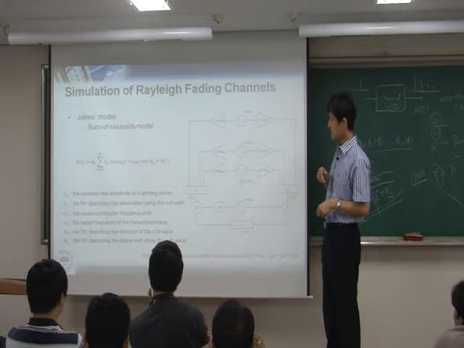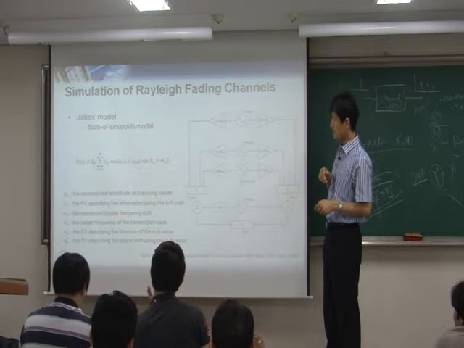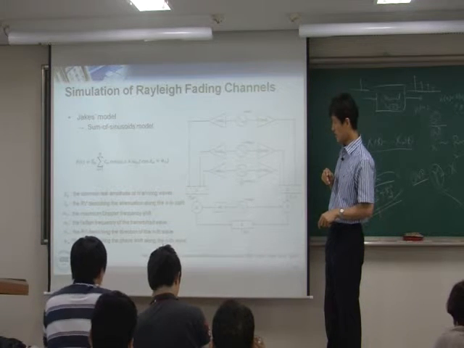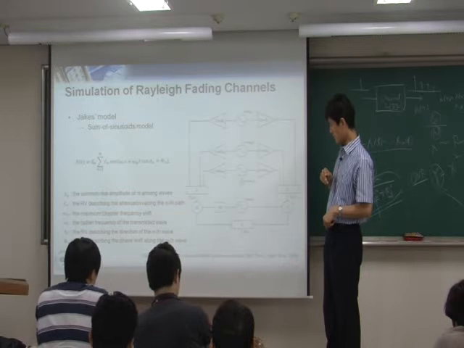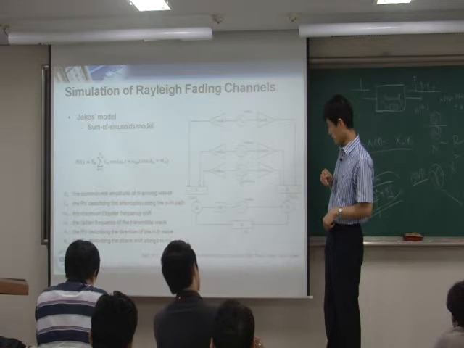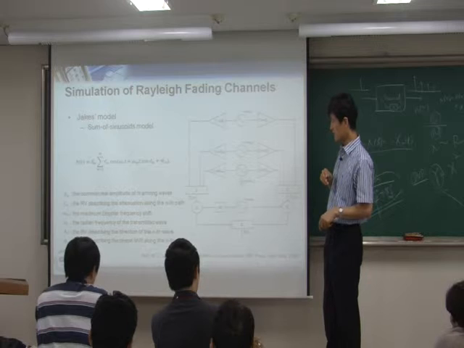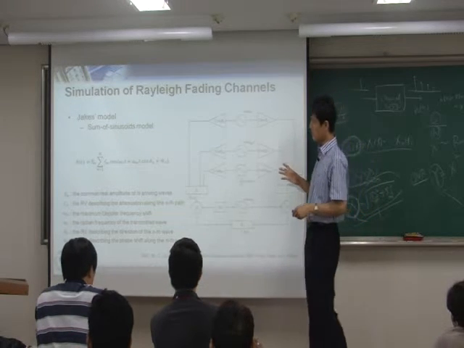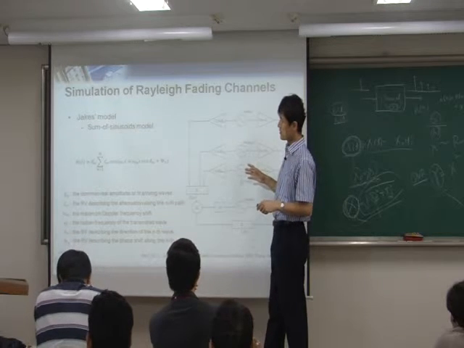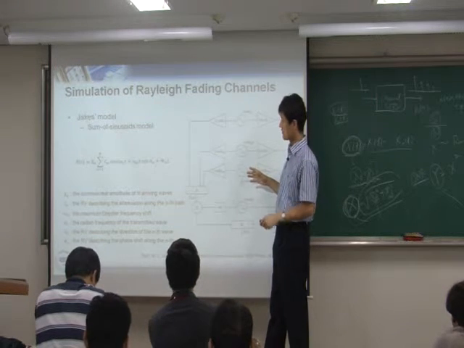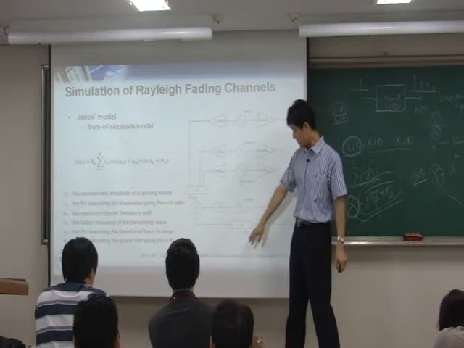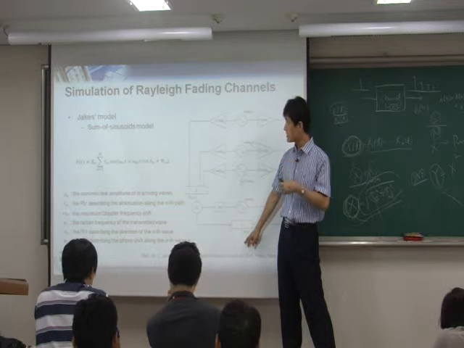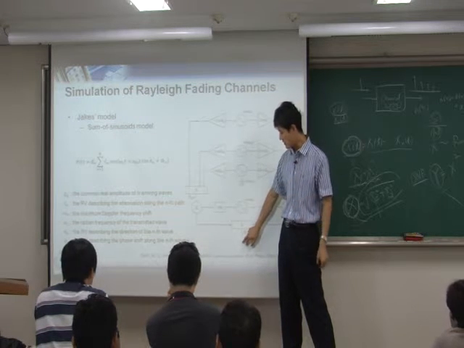First model, Jake's model, is like this. This is a simple block diagram of Jake's model. And the details about Jake's model are in this book. He wrote a book about 18 years ago, in 1994, and this book has every single detail about this model. But simply speaking, this model is also called a sum of sinusoids model, which means that this is the output, and we want to get the Rayleigh fading channel right here.